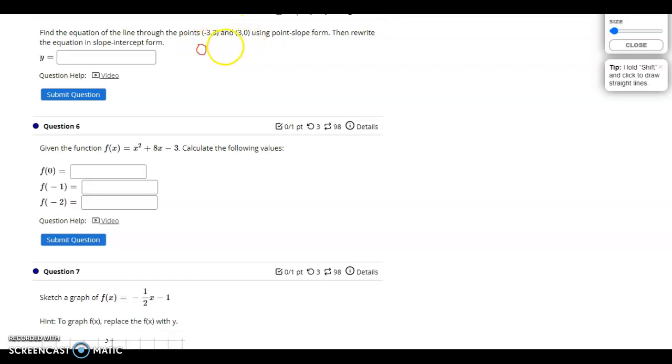So I'll just do y2 minus y1, 0 minus 3, over x2 minus x1, so 3 minus, I've got that negative 3, so I'm going to add in the parentheses. So 0 minus 3, we get negative 3, over 3 plus 3, which is 6. This simplifies to negative 1/2. So now I'm going to use my point slope form. y minus y1 equals m times x minus x1.